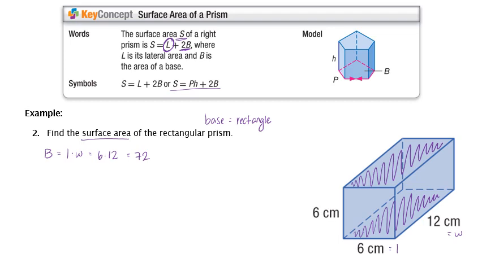Okay, so we'll need to multiply that by 2. So we'll think about that. 72 times 2. We'll write it that way. And I also need to figure out my lateral area. So my lateral area, again, that's my perimeter times the height.